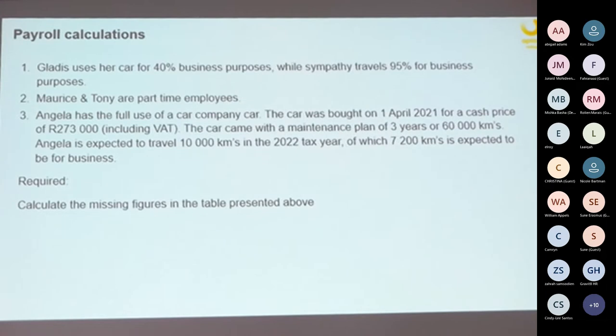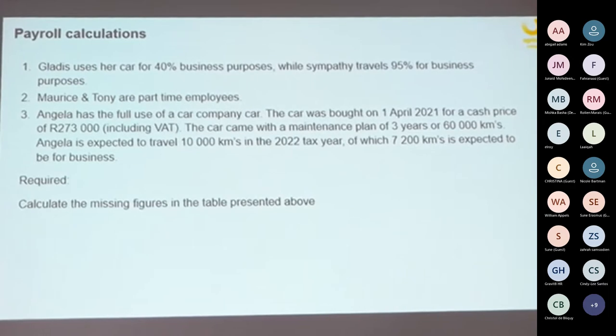I now want you guys to participate, so quickly check with me. How much am I going to include for Gladys, and how much am I going to include for Sympathy? Just percentages. You don't have to do the calculations now. First of all, I just want percentages. How much of Gladys' travel allowance is going to be taxed, and how much of Sympathy's travel allowance is going to be taxed? Okay, I see what's coming through. I don't want to say anything because I want everyone to make up your own mind, and not just repeat what someone else said.